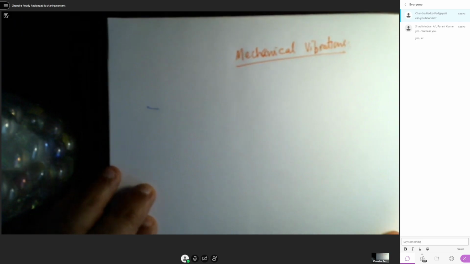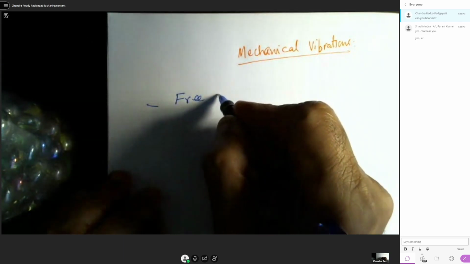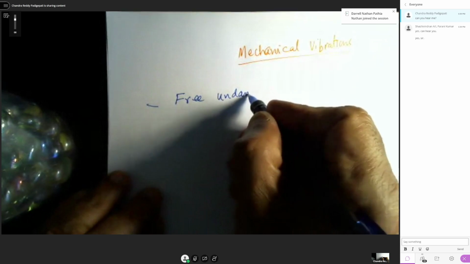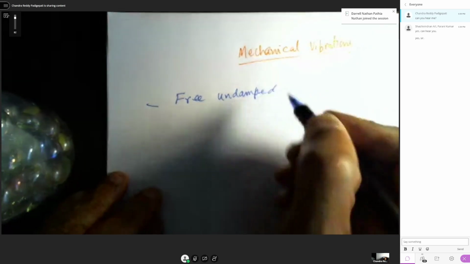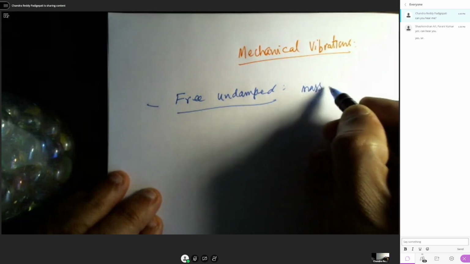So when we start with vibratory systems, the first thing we do is the free undamped vibrations. A free undamped system refers to the mass and spring system.